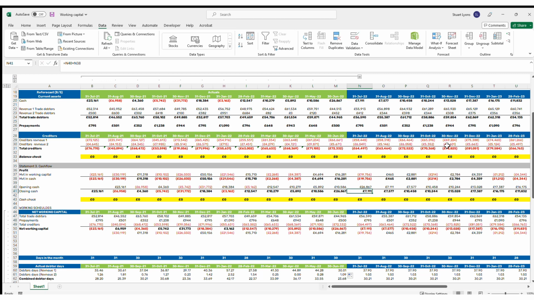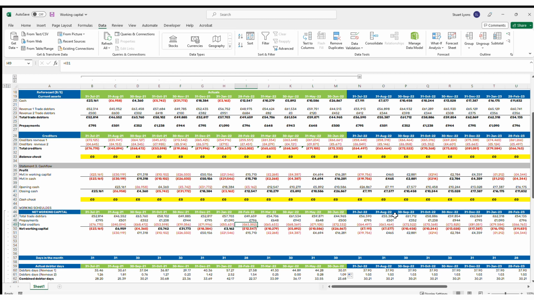Well, once you've done your debtor days, your creditor days, it's really easy to do your forecast cash. What we do is go by movement in net working capital. So beneath this, the third financial statement, which is the cash flow, you can see here I've pulled in the actual data from the balance sheet for trade debtors, the actual data from prepayments, and the actual data from trade creditors. And that is your working capital.